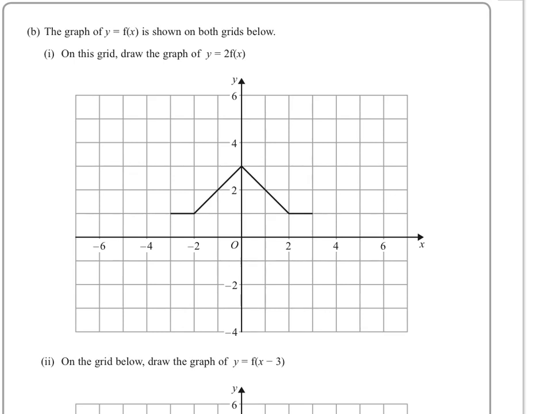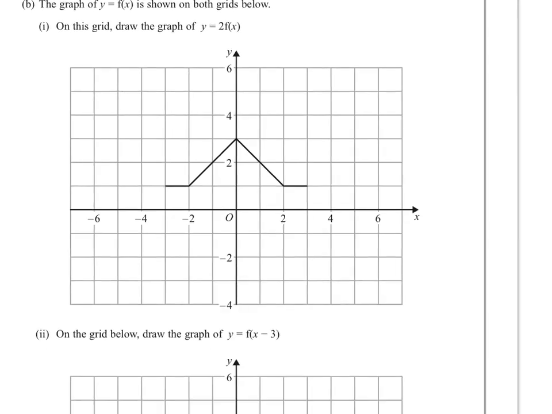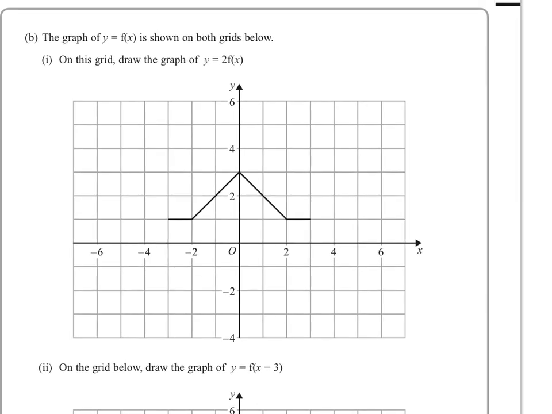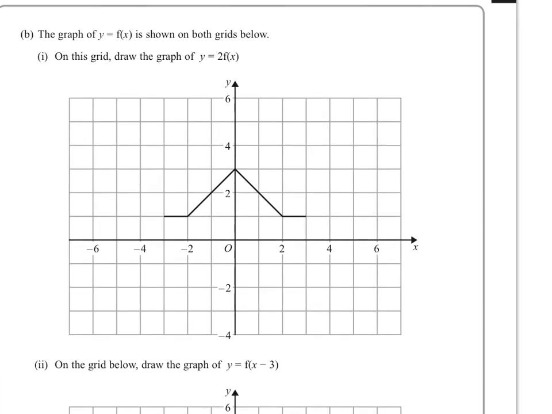It says for part B, the graph of y equals f of x is shown on both grids below. So there's two different ones here. So there's this part and there's this part. It says, on this grid, draw the graph of 2 f of x. Well, what does that mean? It means that y is now twice what it was before. So that means the y values are doubled and the x values stay the same.